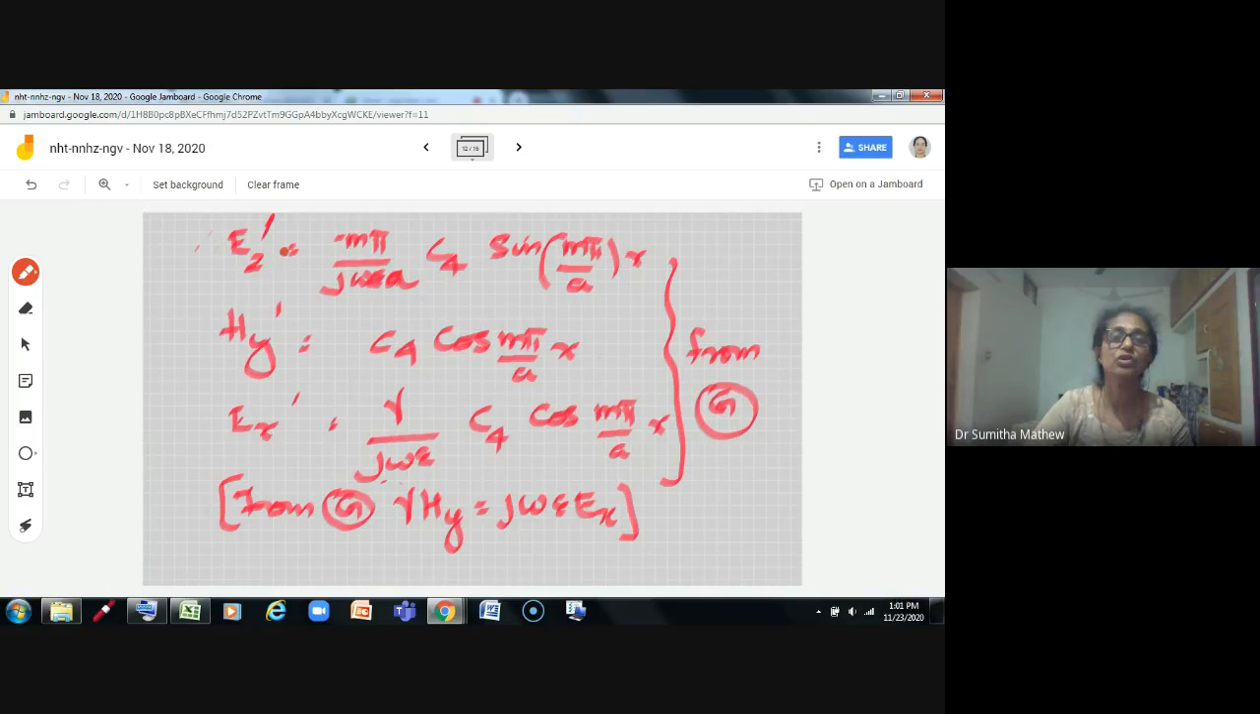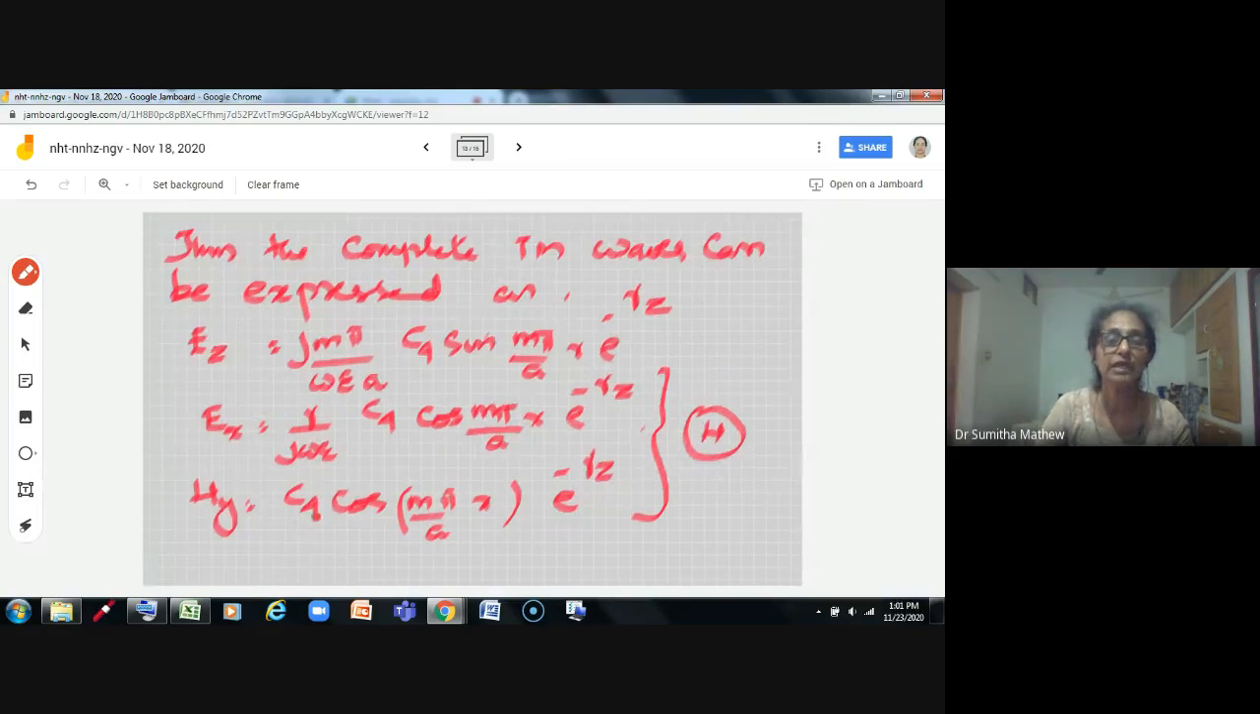So now we get the 3 components. That means we write the complete TM waves in terms of e raised to minus gamma z also. Ez is equal to j m pi by omega epsilon a into C4 sin m pi by a x. We put a bracket here, into e raised to minus gamma z. Ex is equal to gamma by j omega epsilon C4. Just add this propagation constant term, e raised to minus gamma z, to Ez dash, Ex dash and Hy dash.